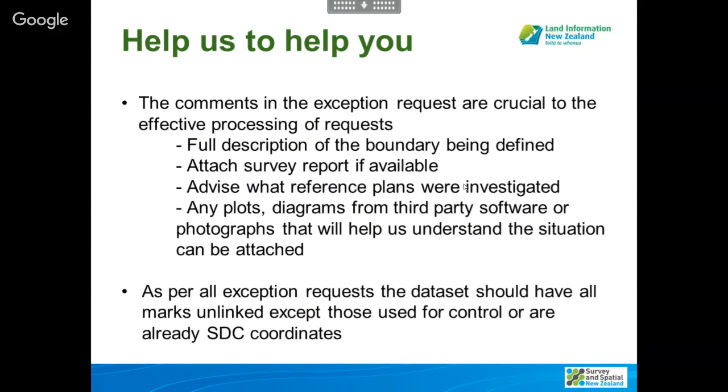As we said in the first session, it's all about evidence when it comes to exception processes, and the comments that you add are crucial to the effective processing of these requests. In terms of water boundaries, we ask for a few things to be included, and they're listed there. Points like the full description of the boundary being defined. Tell us exactly what it is you're trying to achieve, where it comes from.